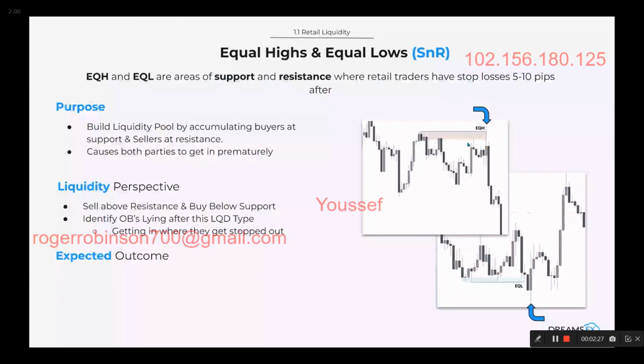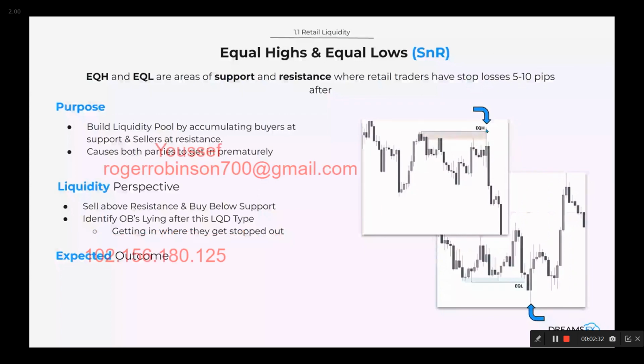So in this instance, we know where all the gas is, it's above here. Where's the order block? The order block is going to lie after our highs, so we're going to want to look above over here.